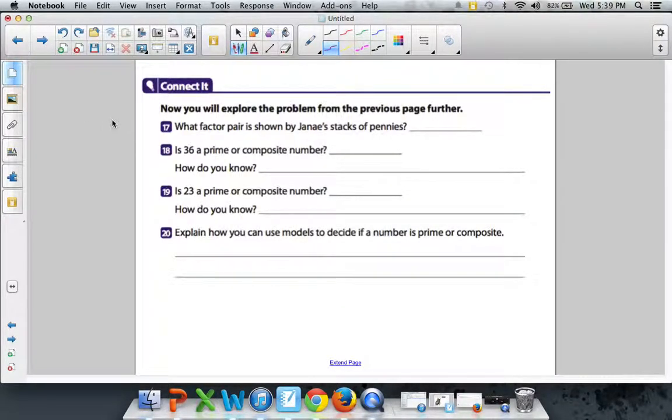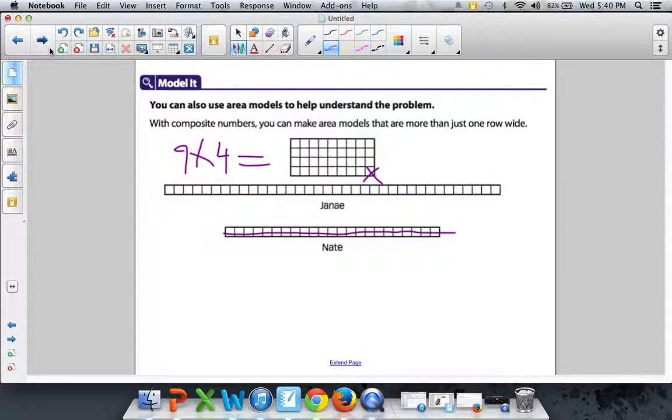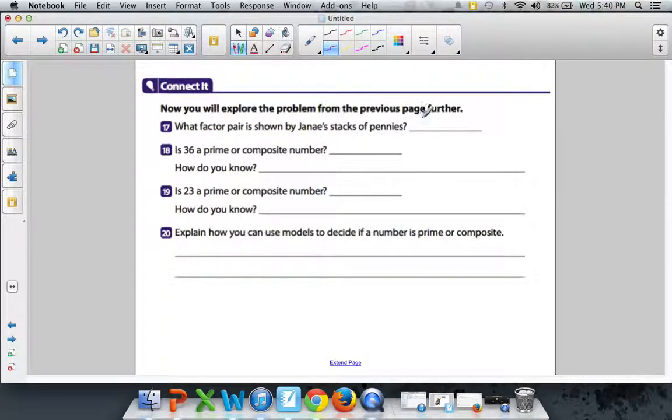Now you will explore the problem from the previous page further. So the exact same stuff we're talking about. What factor pair is shown by Janae's stack of pennies? So look back at that real quick. It's on page 60. We're on page 60 and 61, by the way. What factor pair do you see? Well, you see 3 rows, 3 columns, and how many are in each? How many little pennies are there? 12. So the factor pair that we see in the stack of pennies is 3 and 12.